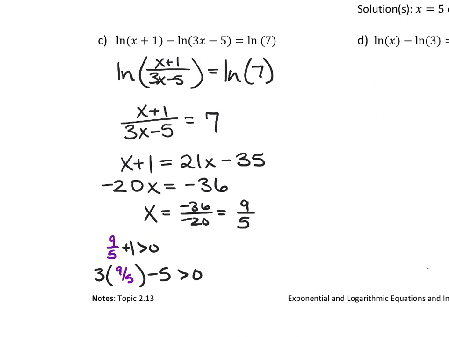9/5 plus 1. I don't really care what the number is, but is that going to be greater than 0? If you have a positive number and you add numbers to it, yeah, it's going to be greater than 0. If you care, that's 14/9. 14/9 is greater than 0. We're good.